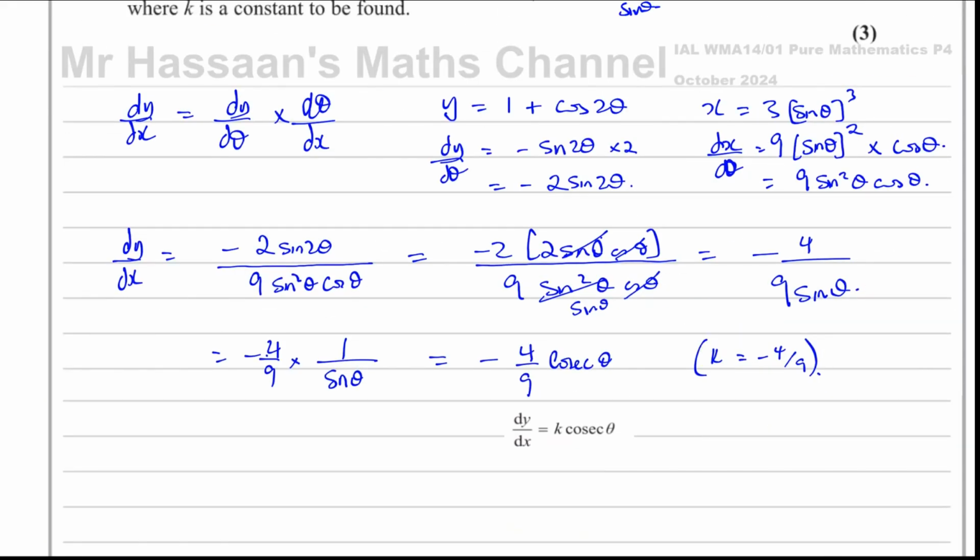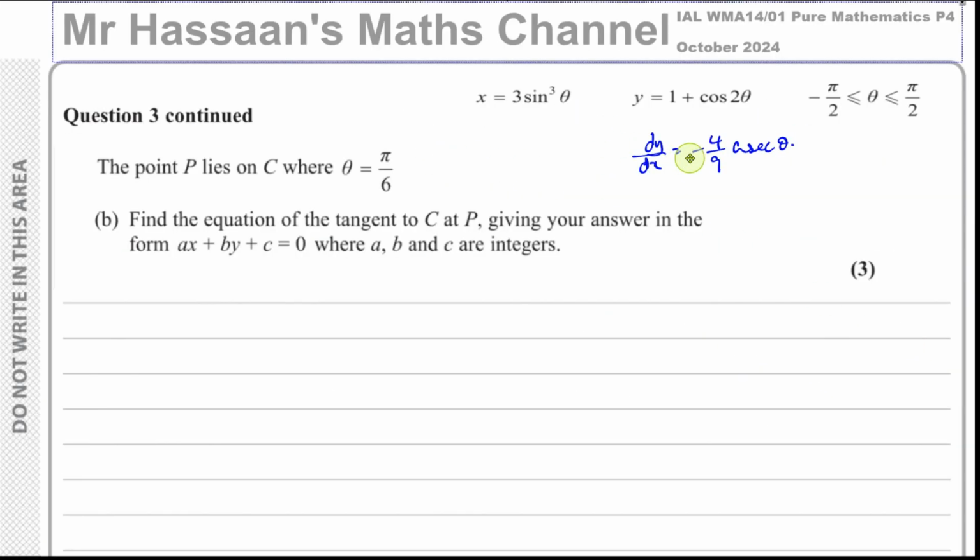Now we're going to go on to part B. So we found dy dx is minus 4 over 9 cosec theta. This is information already given in part A. It says the point P lies on the curve C where theta equals pi over 6. Find the equation of the tangent to C at P, giving your answer in the form ax plus by plus c equals 0, where a, b, and c are integers.